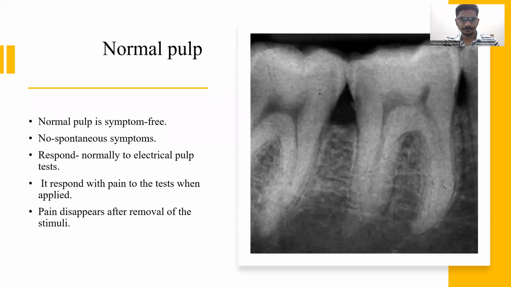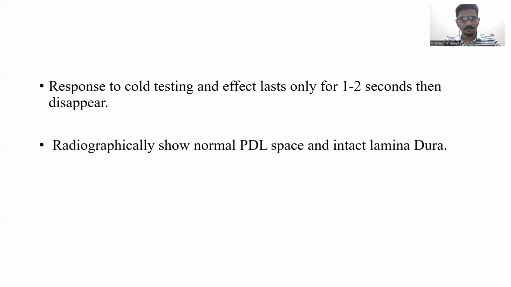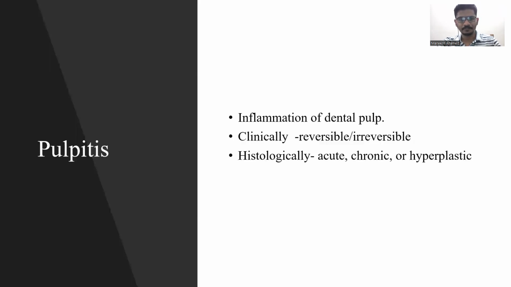The normal pulp is symptom-free. There are no spontaneous symptoms. They respond normally to the electrical and thermal pulp tests. It responds to pain with pain when a test is applied. Pain disappears after removal of the stimuli. This is the characteristic feature of a normal pulp. The response to cold testing lasts only 1 to 2 seconds, then disappears. Radiographically, it shows normal periodontal ligament space and intact lamina dura.